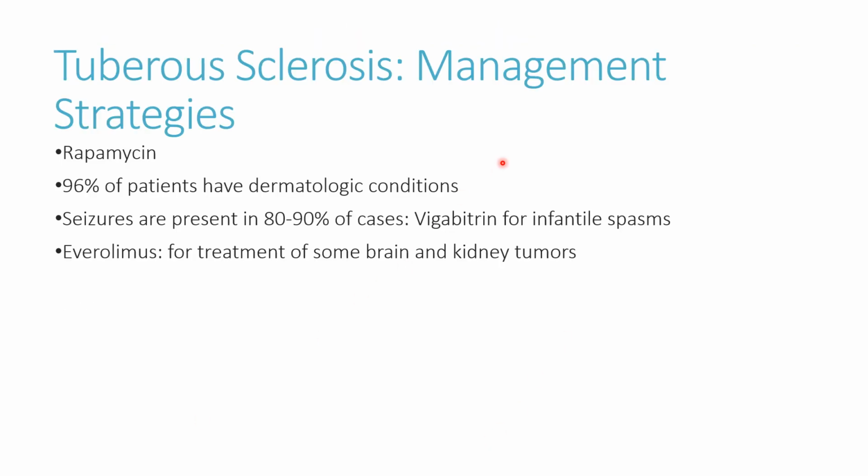Moving on to management strategies, we see, first of all, like we mentioned before, rapamycin to control the oncogenic effects. And given that 96% of patients have dermatologic conditions, we will also be seeking treatments on a case-by-case basis for these patients. Given that seizures are present in 80 to 90% of cases, vigabatrin is important for controlling infantile spasms, and everolimus is important for treatment of some brain and kidney tumors. But overall, these neurological manifestations, which include epilepsy, neurocognitive dysfunction, and behavioral problems, are the most common targets for patients with TSC.